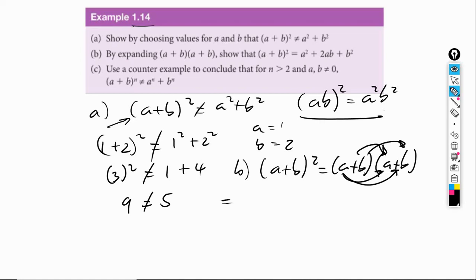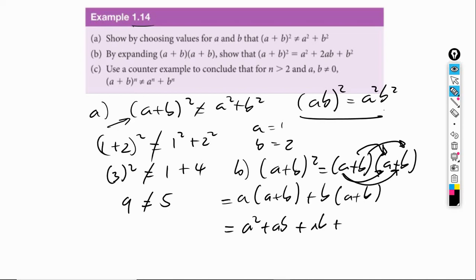Some people like to write it like this. They say that this is the same as a times (a plus b) plus b times (a plus b). Okay, and this is going to equal a squared plus ab plus, and although this is b times a, always write in algebra the letters in alphabetical order. So this would be the same as a times b. And then this plus b squared, and this is obviously going to be a squared plus 2ab plus b squared.